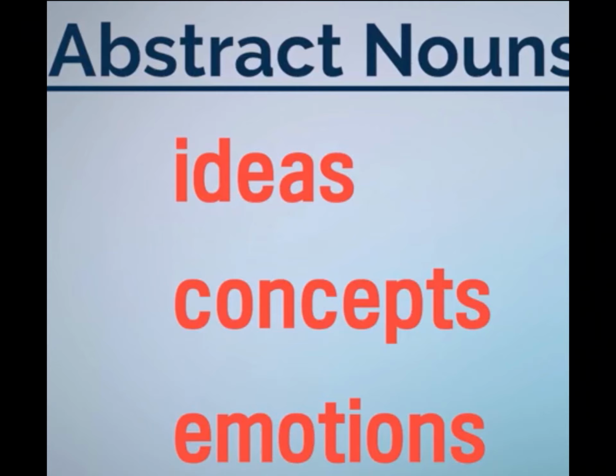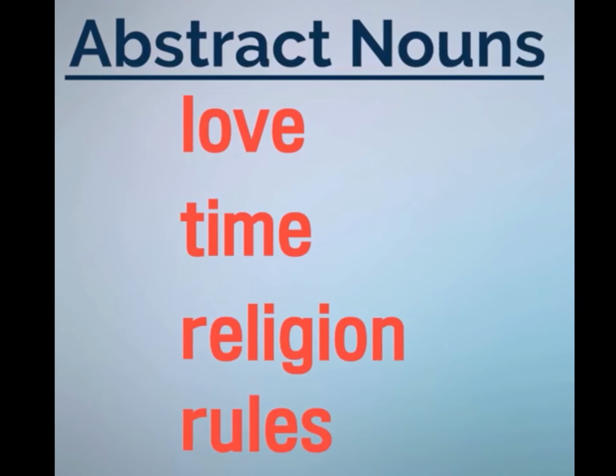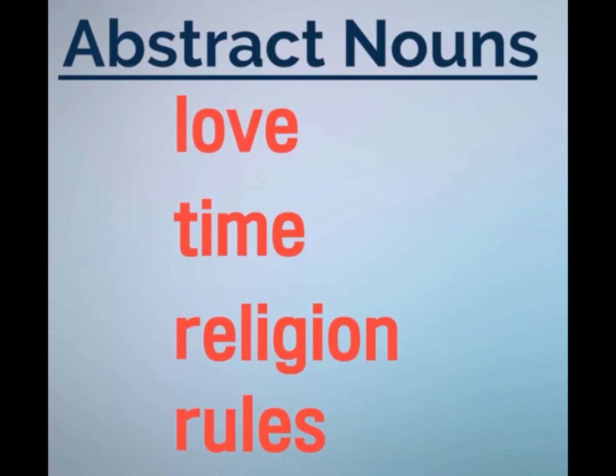Let me give you a few examples. If we want to talk about the abstract noun, we can talk about love, time, religion, and rules. These are all words that represent ideas and concepts, and they're abstract nouns in English.